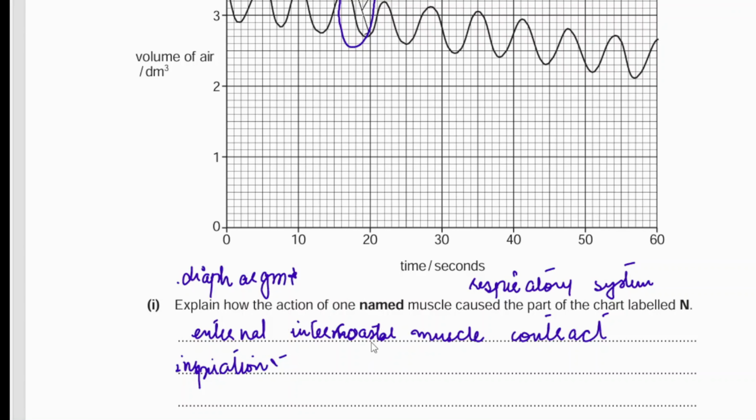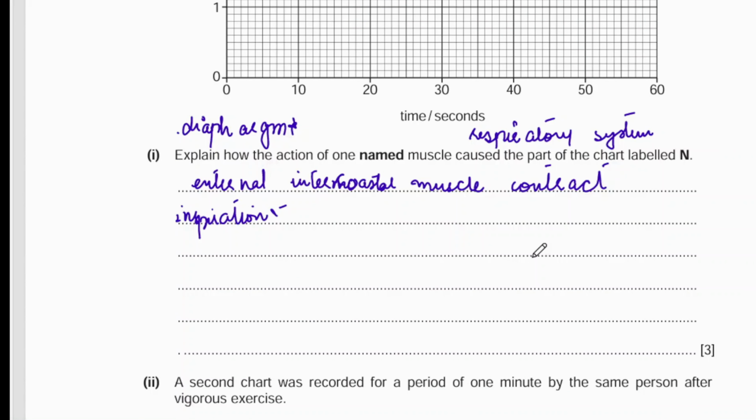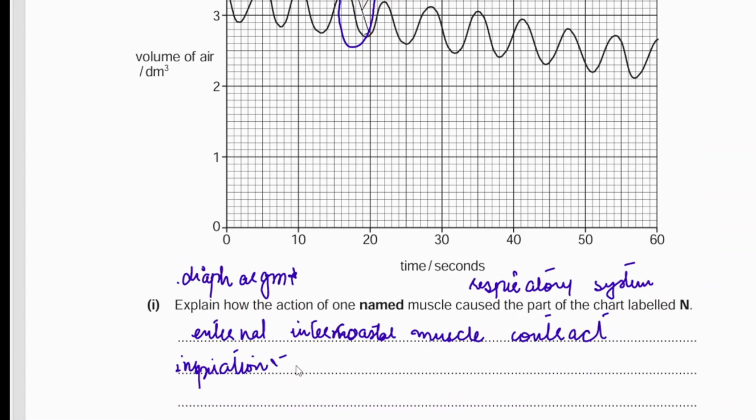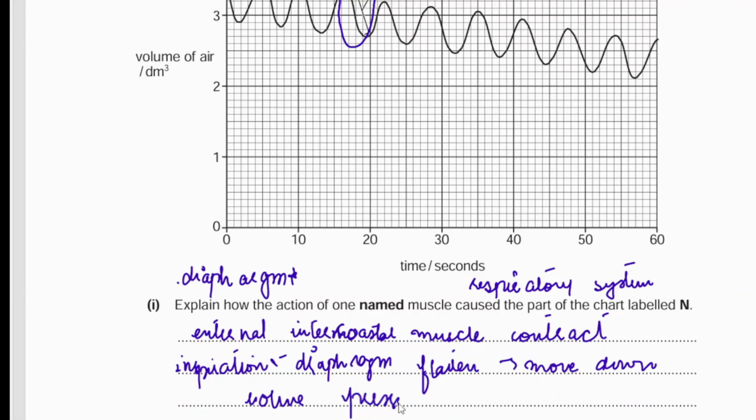Let's discuss that. How many marks are there? Three. Okay, what happens in inspiration when you take in air? The diaphragm flattens and moves down, creating more space for air in the lungs. So the volume increases and the pressure decreases. Okay, pressure decreases. The air is breathed in as the result of this.